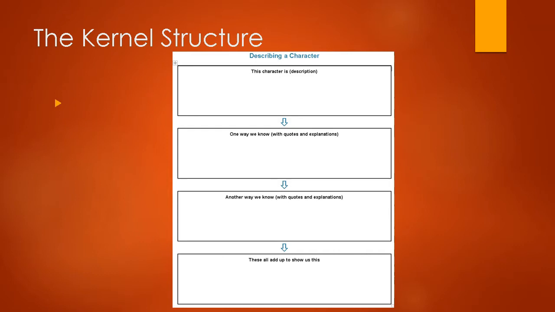The second box says, one way we know, and this is where you will fill in your quote and your explanation of that quote. The third box says another way we know, and you will also fill that in with your quote and your explanation. The last box says these all add up to show us this. So this is where you will conclude your essay and you will show how all of those quotes prove that thesis that you had in your first box, or that description that you had in your first box.